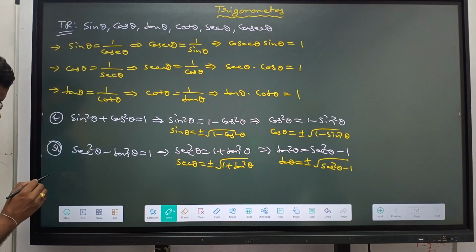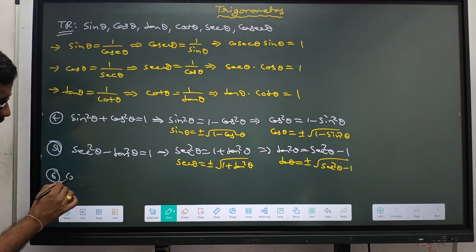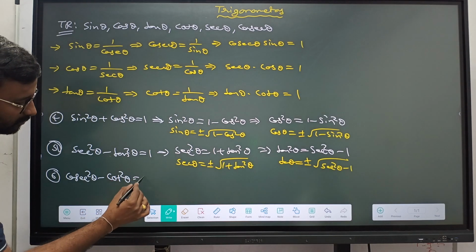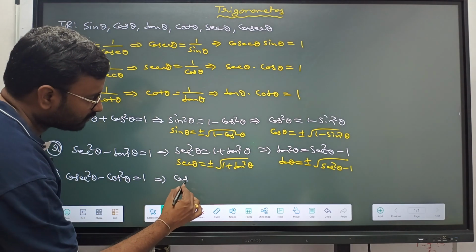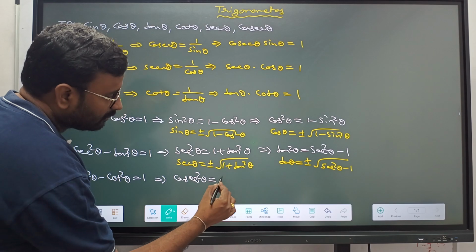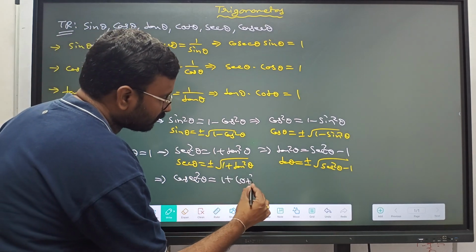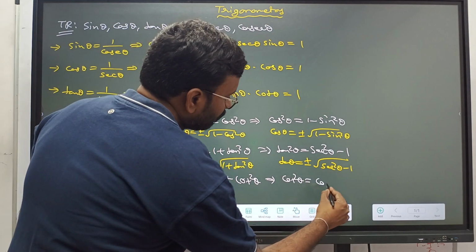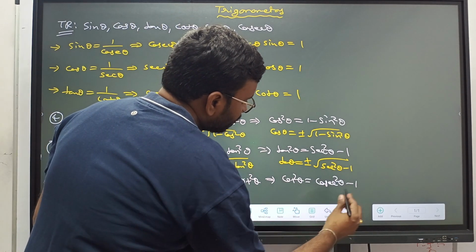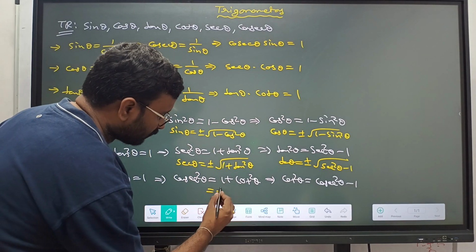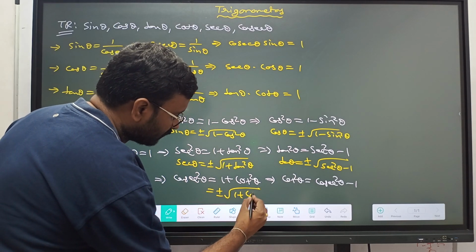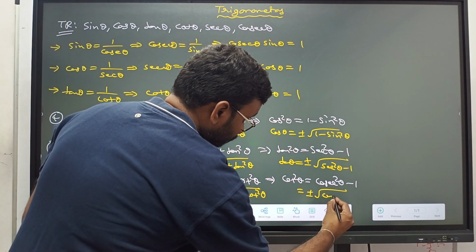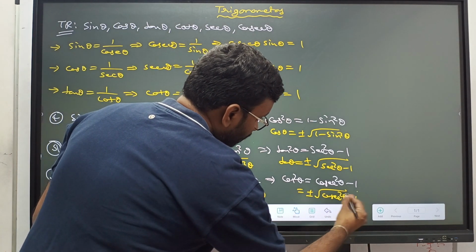The last identity, the sixth one: cosecant square theta minus cot square theta is also equal to 1. Then cosecant square theta is 1 plus cot square theta, and cot square theta is cosecant square theta minus 1. So cosecant theta is equal to plus or minus root over 1 plus cot square theta, and cot theta is plus or minus root over cosecant square theta minus 1.